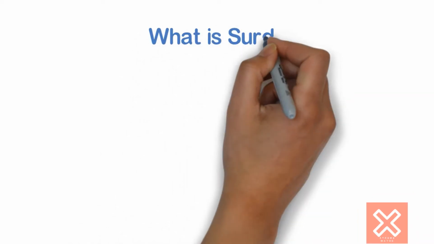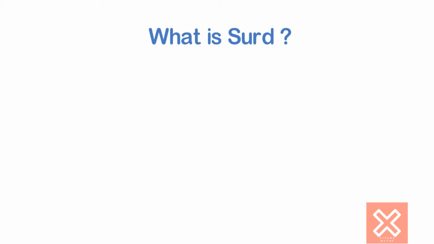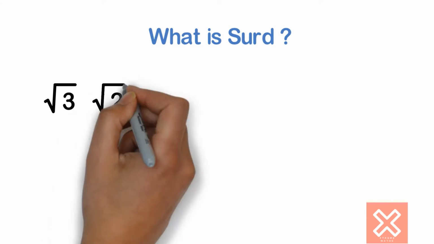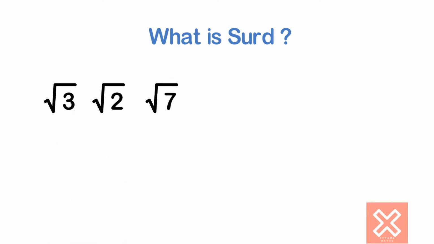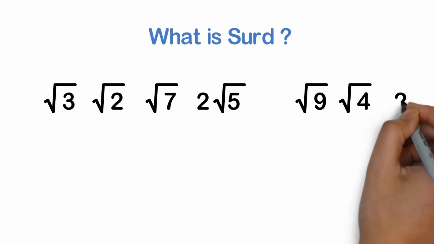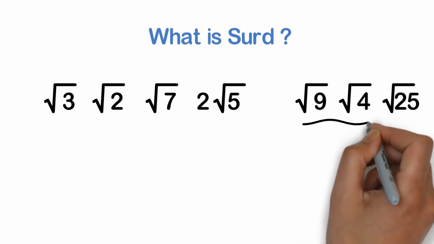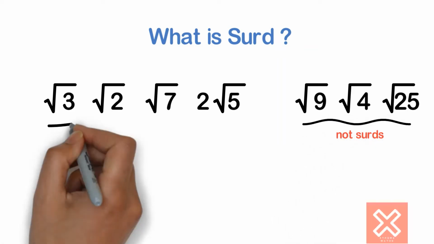What is a surd? When we can't simplify a number to remove a square root or cube root or any other root, that is a surd. Examples: 3√2, √7, ⁵√2. These are called surds. We can't simplify these numbers to remove the root. But numbers like √9, √4, √25 are not surds.